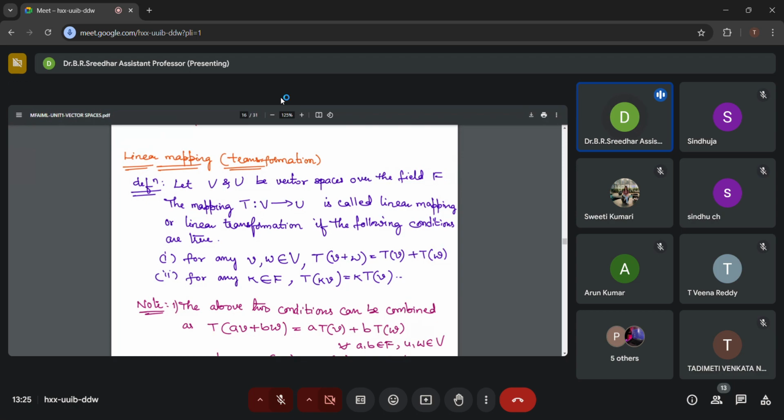Following conditions are satisfied. Generally, T is defined from V to U, which is just a basic mapping between V and U. You can think of V as one vector space, meaning V is one set and U is another set. I'll try to write on the board so that you can understand a little more clearly.